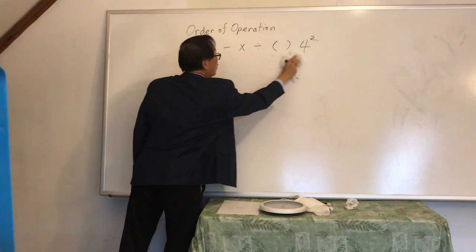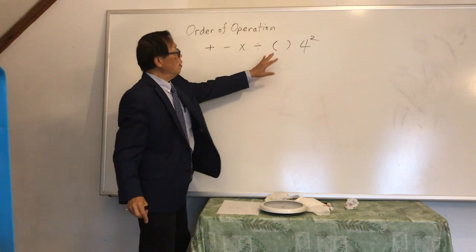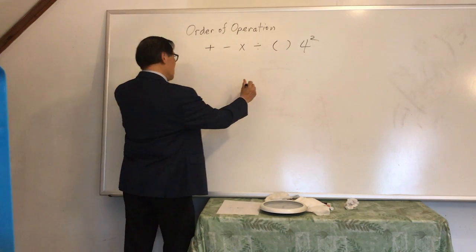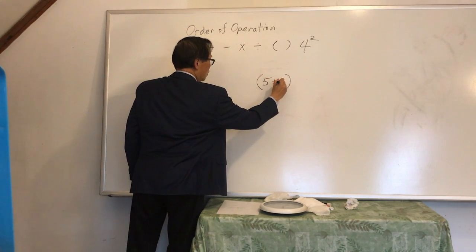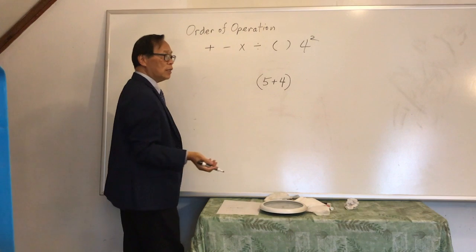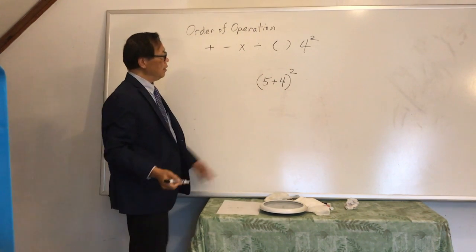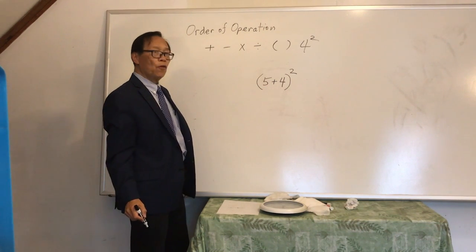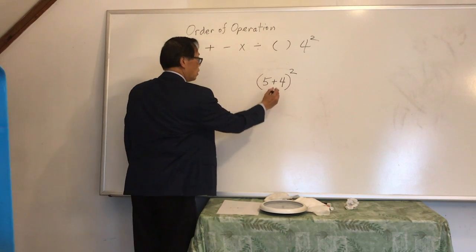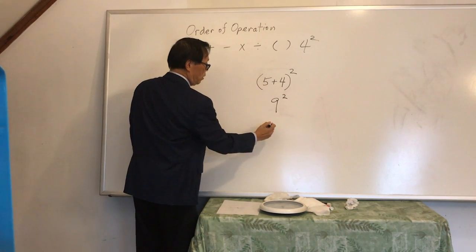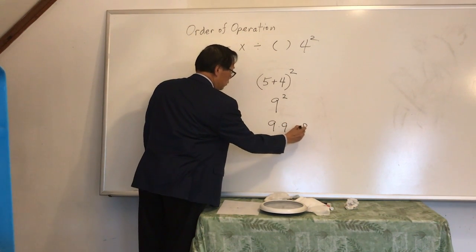Alrighty, now I think most of you know what this means. What do the parentheses mean? Parentheses means that you have to do what's inside first, before you do anything else. So if I were to go like that, this means 5 plus 4 first before you consider the exponent. So it's going to be 9, and then you square it. This means what? 9 times 9, and that will be 81.